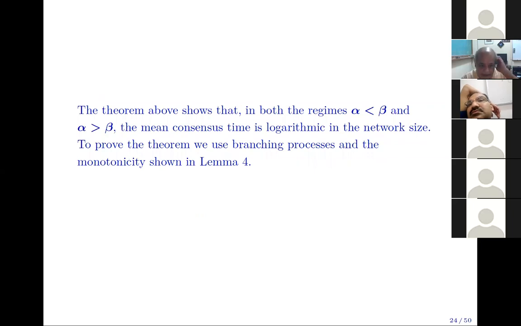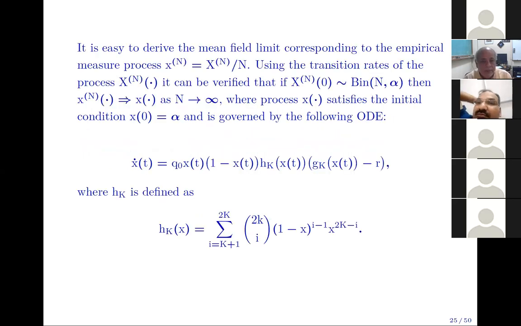Okay. And for the proof of this, we need branching processes, and as I told you, the monotonicity in lemma 4. So we can also derive the mean field limit in the majority rule. I won't go much over that. Again, it's the same thing.